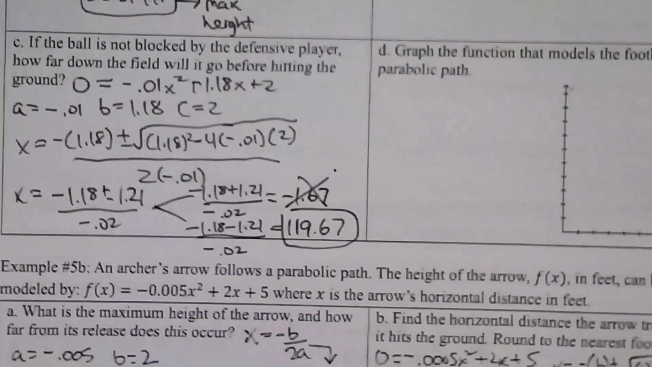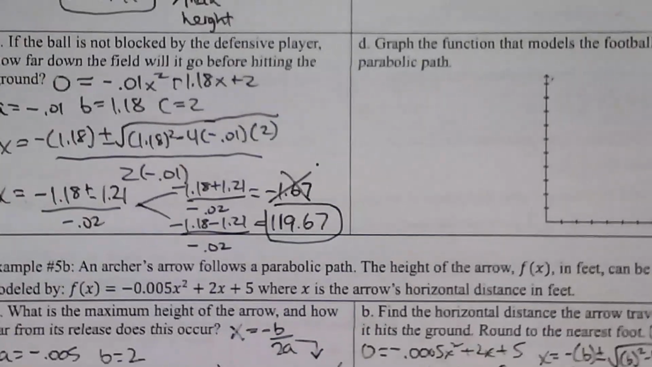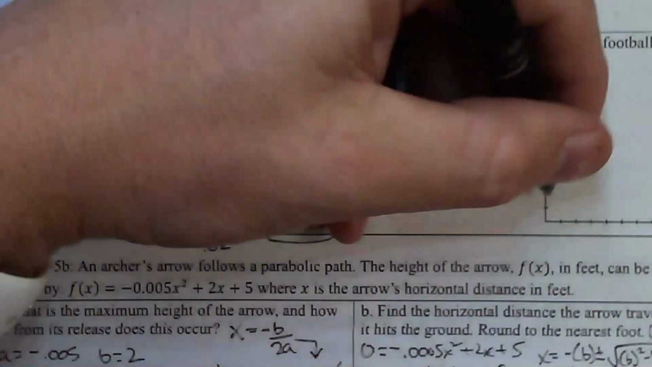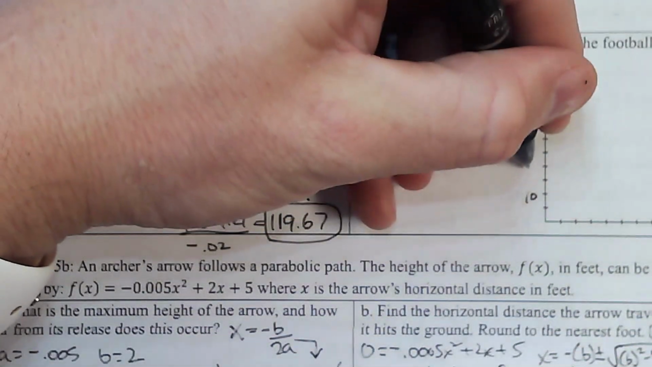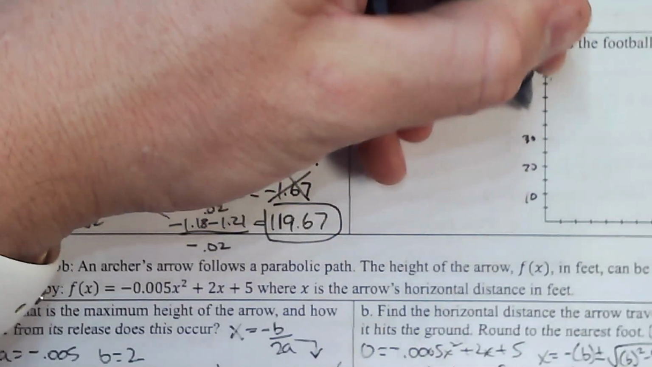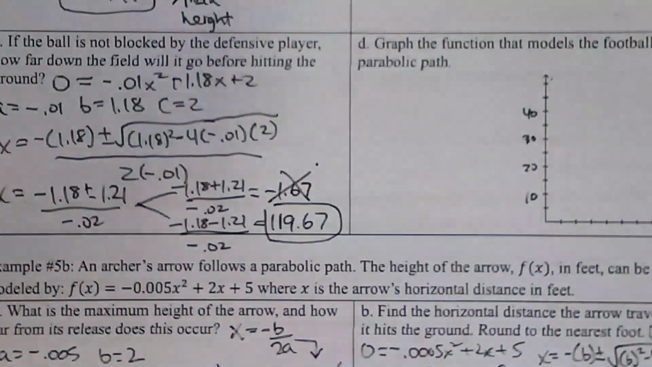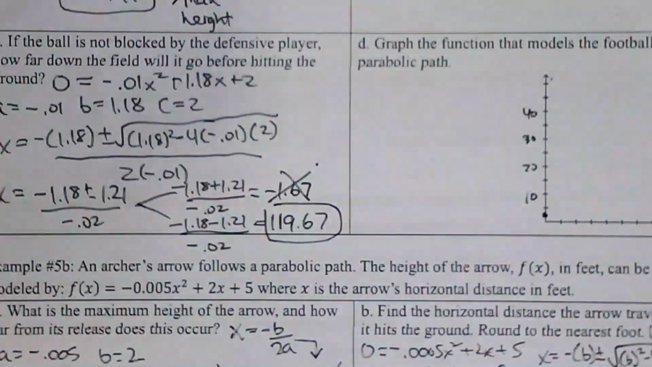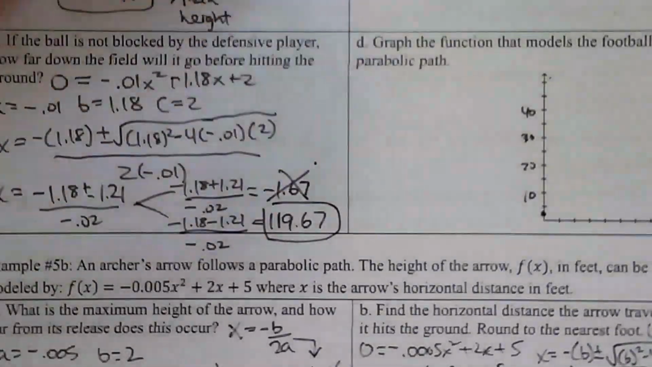All right, on the next part, the y-intercept is 2. How high does it go up? 36.81, so about 40. So I'll go 10, 20, 30, 40. And then it starts at 2. Its max height happens after 59. This has got to go all the way to 120.